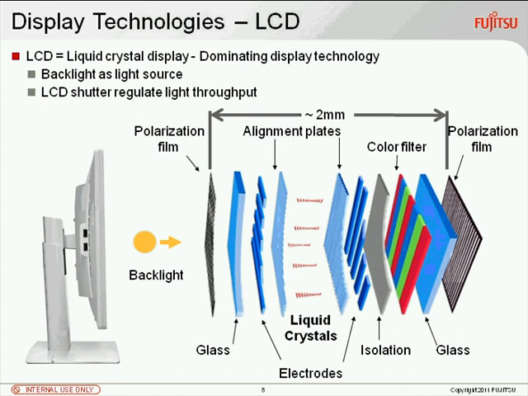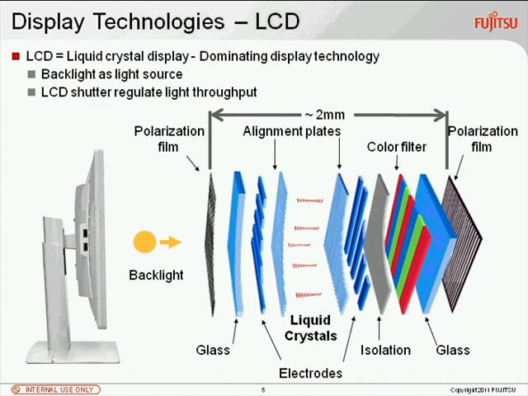Then you need electrodes, lines and columns, to be able to give the power to each and every pixel. Then you have so-called alignment plates. Alignment plates bring the liquid crystals in the right direction.